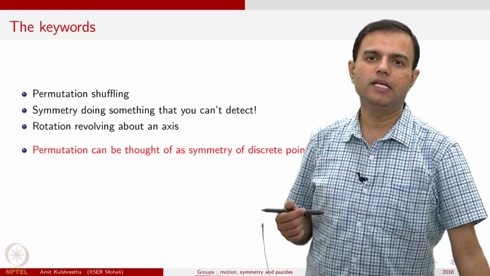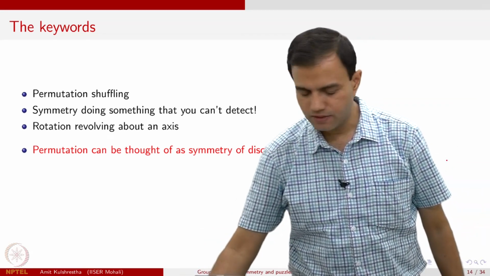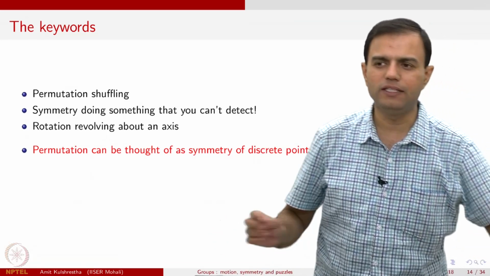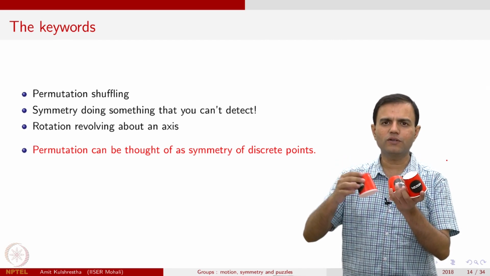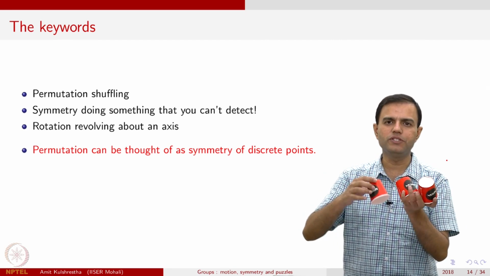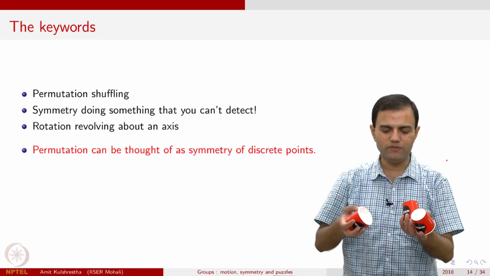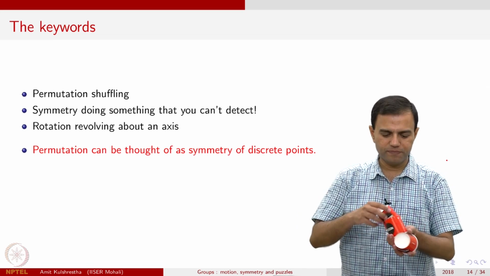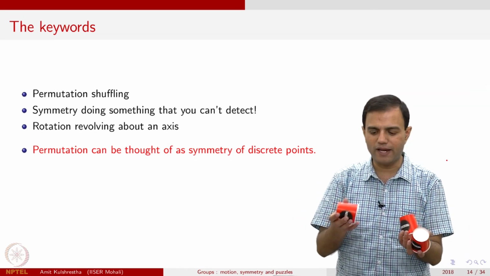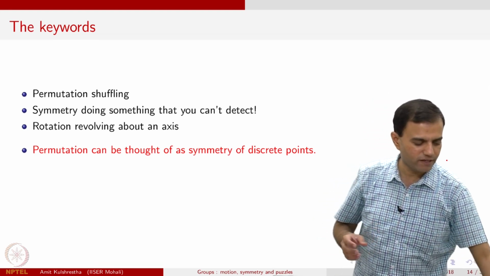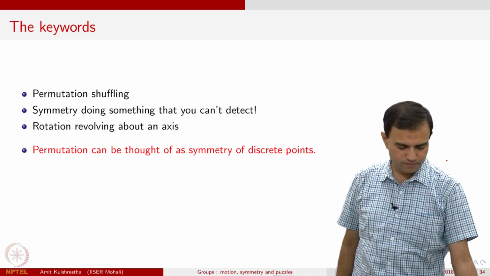And permutation is also a kind of symmetry. It can be thought of as symmetry of discrete points. So suppose I have, again using these three classes, three different points. They are not associated to each other, they are not bound to each other, they are discrete objects, and when I permute them, that's a symmetry. If I just do it at the back and then show you, you will not be able to detect whether I have done something, right? So permutation is a kind of symmetry, but the symmetry of discrete points.